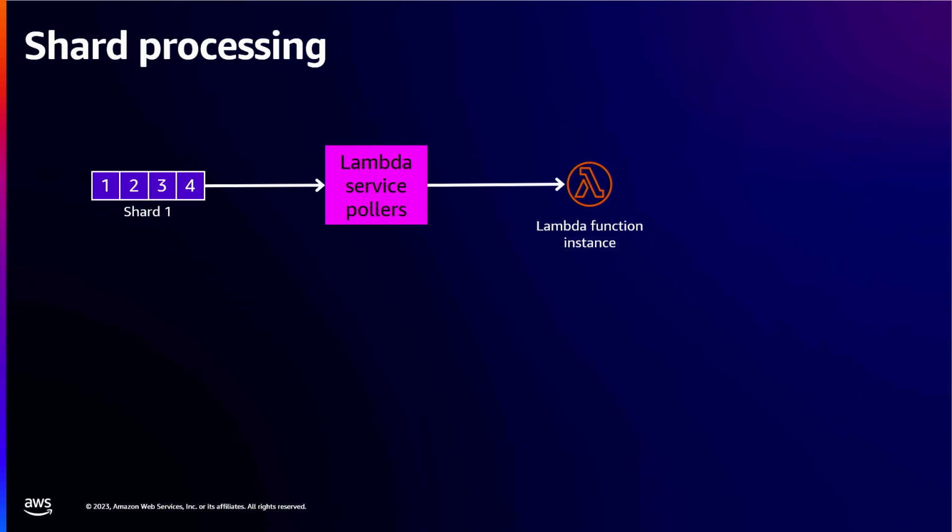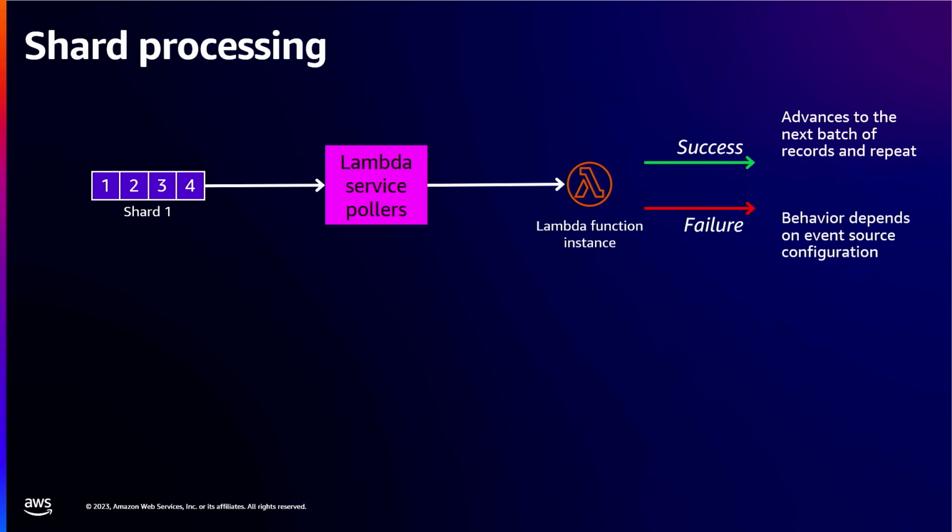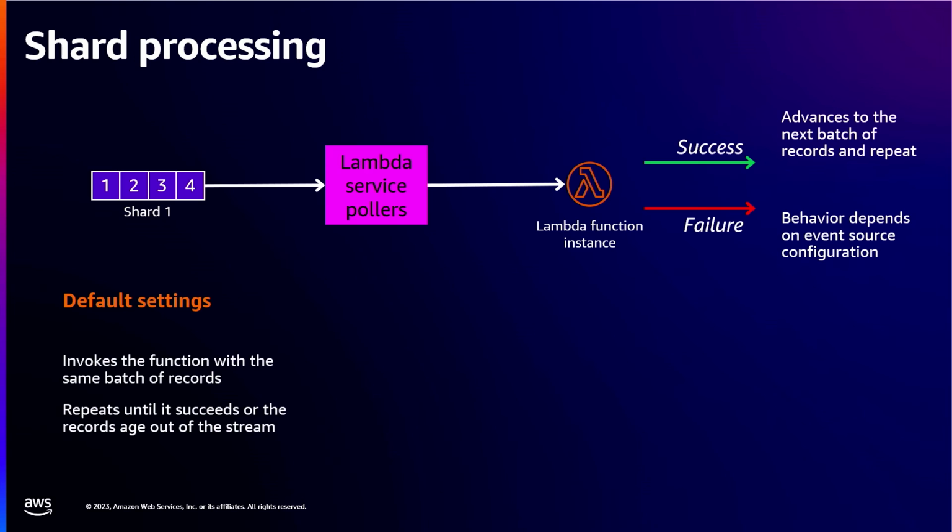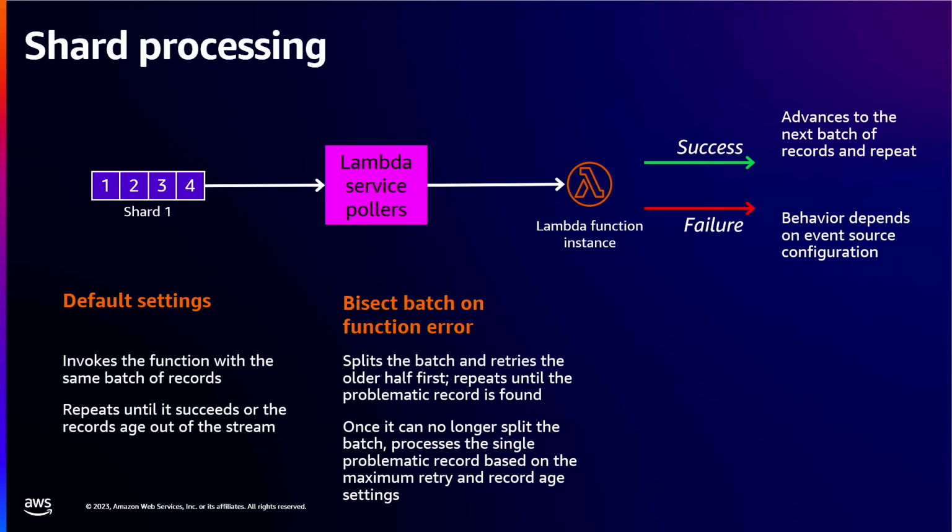So the Lambda function is going to process the shard once per second for a set of records, and then synchronously invoke the Lambda function. If the processing is successful, it's going to move on to the next batch. And if not, again, the retry and error behavior depends on the event source mapping configuration. Now, when using the default settings, Lambda is going to invoke the function again with the same batch of records, and continue to do this until it's successful, or the records go out of the stream. But this may not be ideal for large batches.